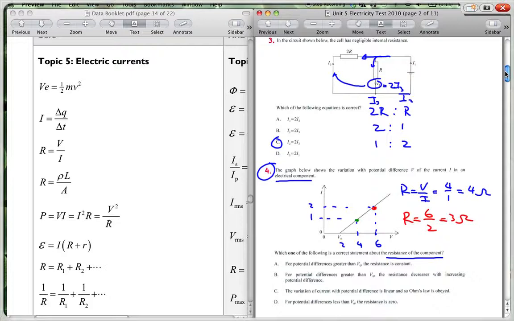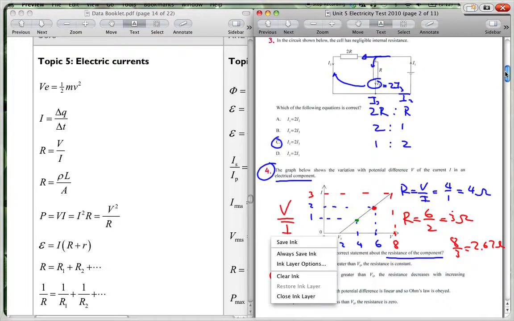So which one would be the correct one? Let's have a look at B. For potential difference greater than V0, the resistance decreases with increasing potential difference. This definitely seems to be correct. Let's just try another one here. So if this was 8, we went up like that, that would be 3. It would be 8 divided by 3, which is 2.67 or so. So you can see it's going 4, 3, 2. So this is definitely correct. B is correct. So it's important to realize that the resistance is not the slope, but it's the ratio of your V to I at any specific point at any specific time.